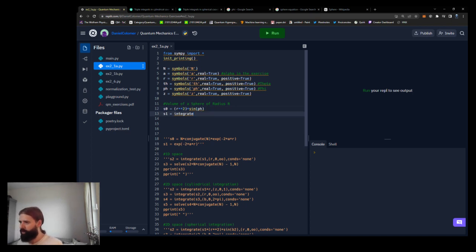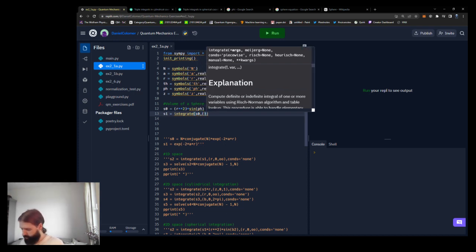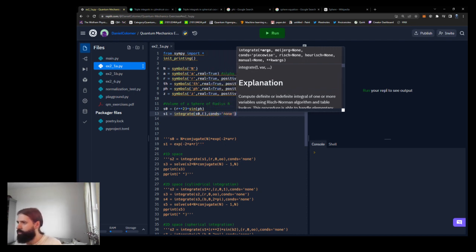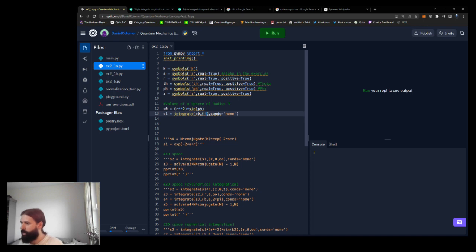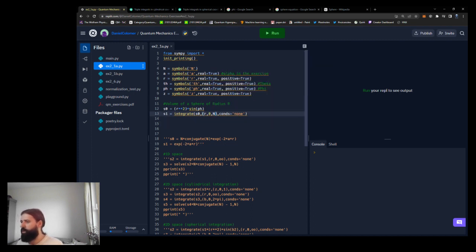That's what it is. And then S1 is like integrate S0 first, constraints none. So first what we do is we do r, and r is between 0 and, say, n, the radius. Let's just put a number so we can compare. So let's say radius 5.